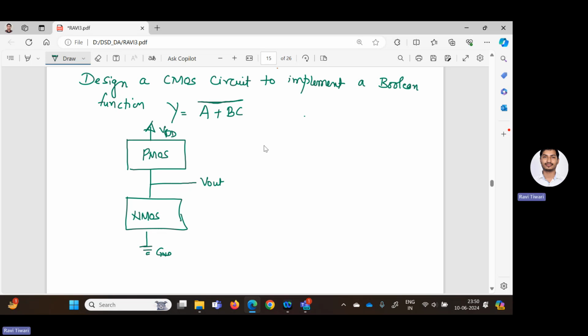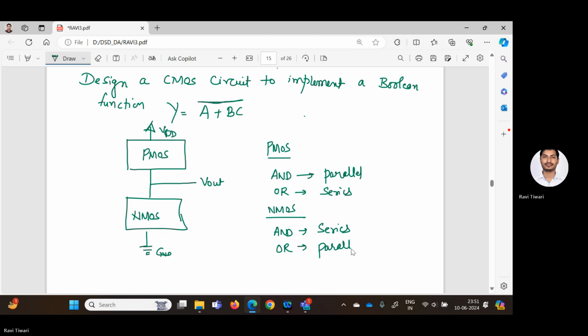Another important point to note is what? In case of PMOS, to implement the functionality of an AND gate, the PMOS will be connected in parallel. Similarly, to implement the function of an OR gate, the PMOS will be connected in series. In case of NMOS, to implement the functionality of an AND gate, the NMOS will be connected in series. Similarly, to implement the function of an OR gate, the NMOS will be connected in parallel. So this much basic idea we should have to implement any function by using the CMOS circuit.